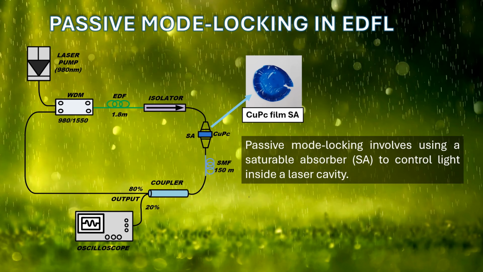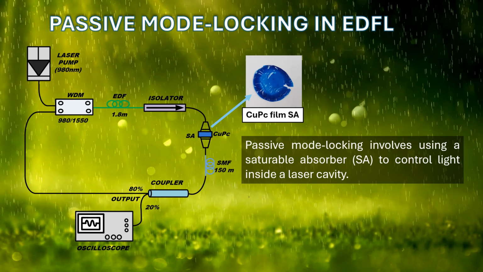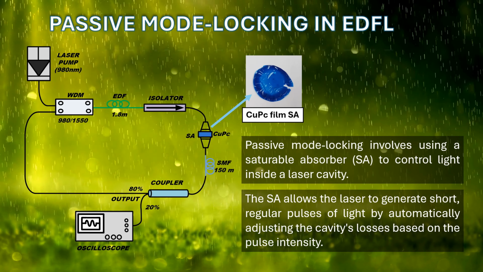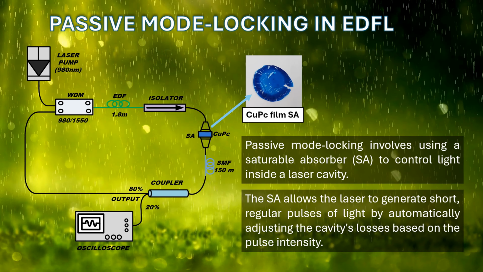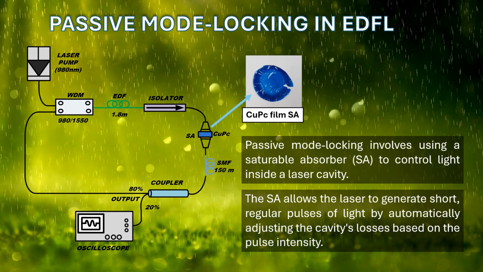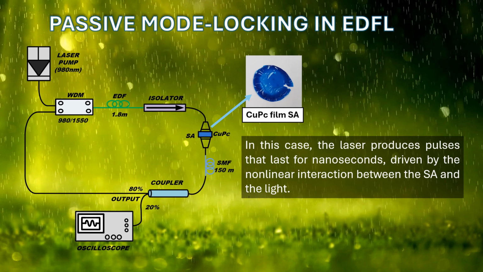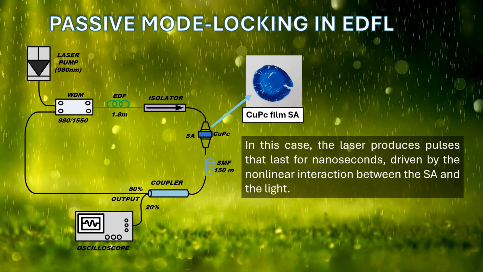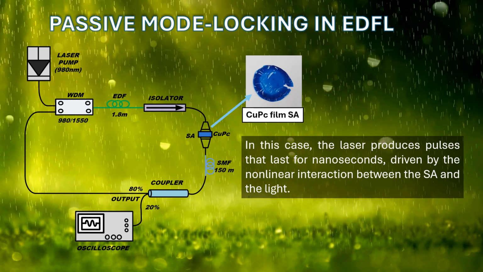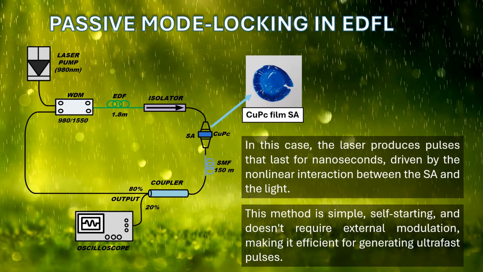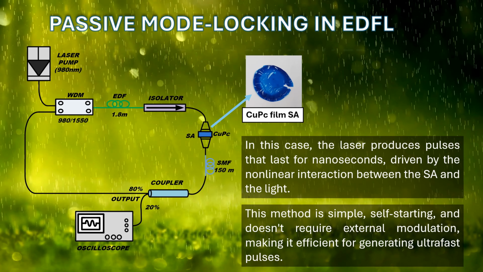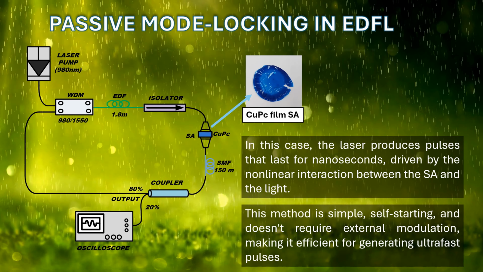Passive mode locking involves using a saturable absorber to control light inside a laser cavity. The SA allows the laser to generate short, regular pulses of light by automatically adjusting the cavity's losses based on the pulse intensity. In this case, the laser produces pulses that last for nanoseconds, driven by the nonlinear interaction between the SA and the light. This method is simple, self-starting, and doesn't require external modulation, making it efficient for generating ultra-fast pulses.